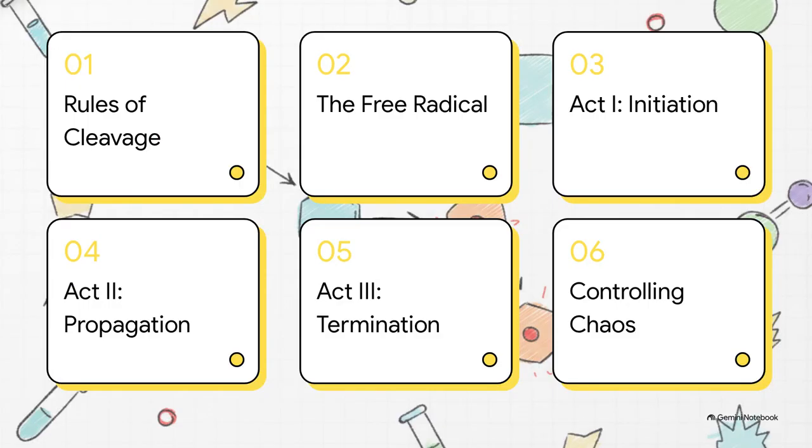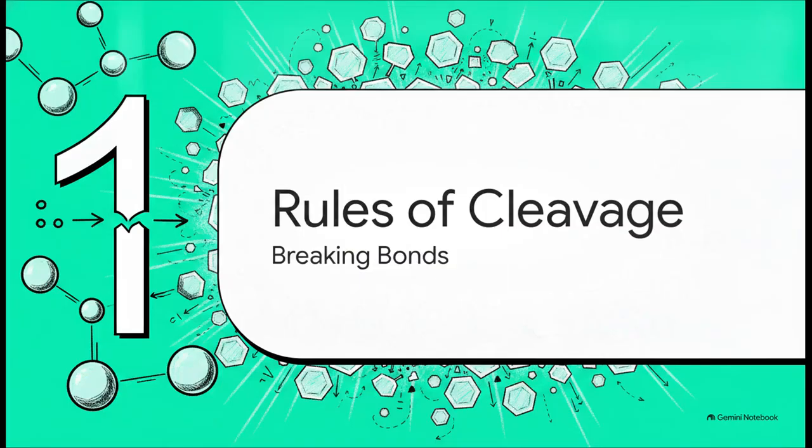So here's our roadmap for today's explainer. First, the rules of cleavage. Second, we'll meet the free radical. Then, Act 1, initiation, Act 2, propagation, Act 3, termination, and finally, controlling chaos. All right, starting with Section 1, the rules of cleavage.